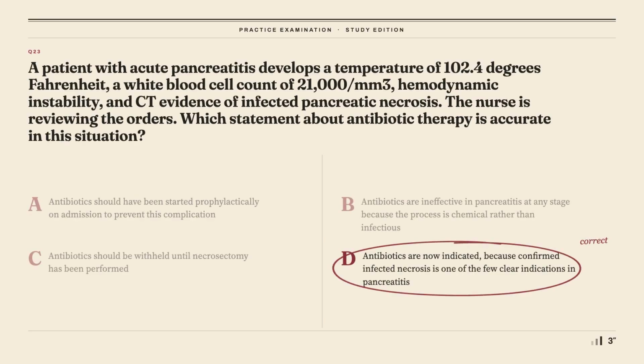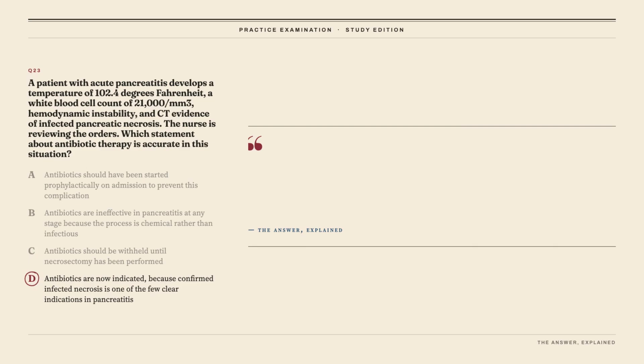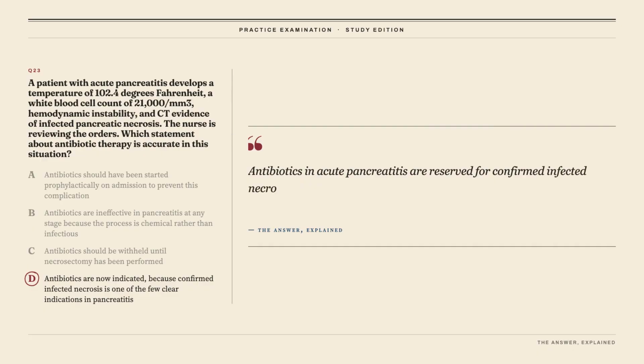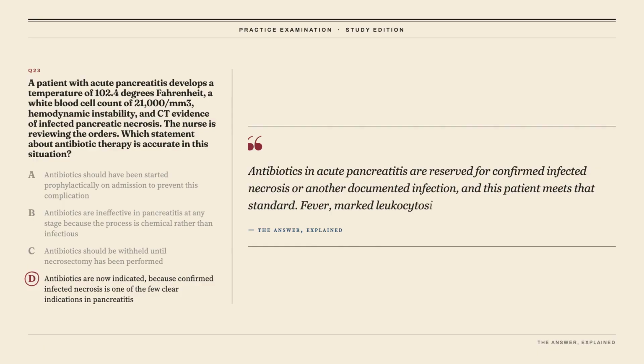The correct answer is D. Antibiotics are now indicated because confirmed infected necrosis is one of the few clear indications in pancreatitis. D is correct because antibiotics in acute pancreatitis are reserved for confirmed infected necrosis or another documented infection, and this patient meets that standard. Fever, marked leukocytosis, instability, and imaging evidence of infected necrosis together justify treatment. Infected necrosis is also the main trigger for drainage or debridement.